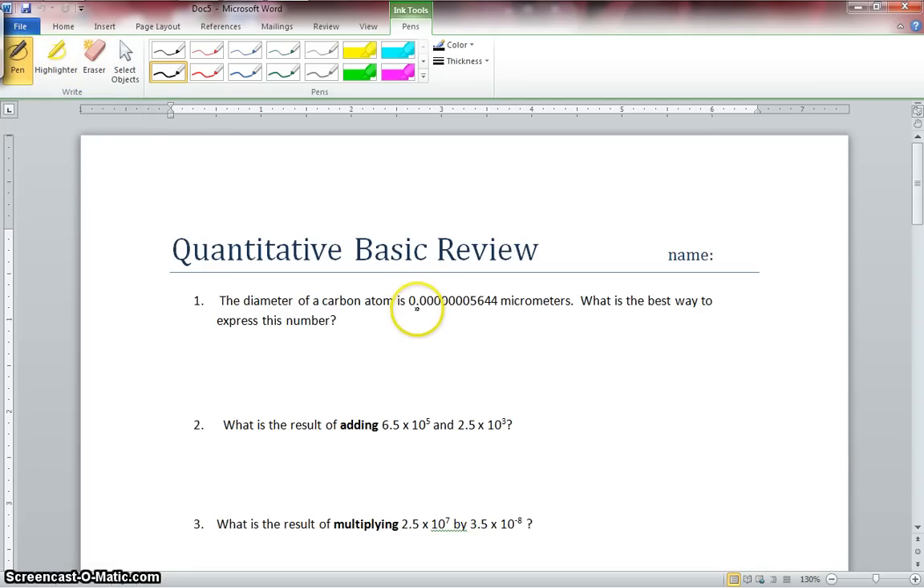So we're going to go ahead and move the decimals. So it's going to be 1, 2, 3, 4, 5, 6, 7, 8. So it's going to be 5.644 times 10 to the negative 8. Remember, the reason why it's negative is because we're moving to the right. So move to the right, it's going to be negative. And then if we move to the left, it's positive.